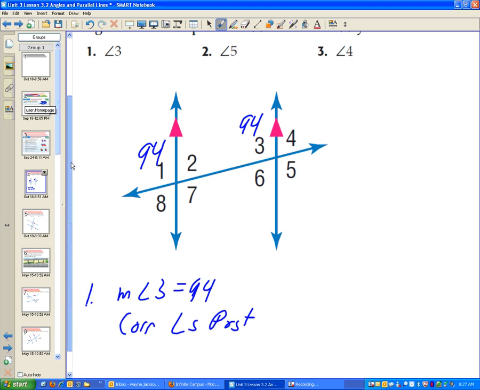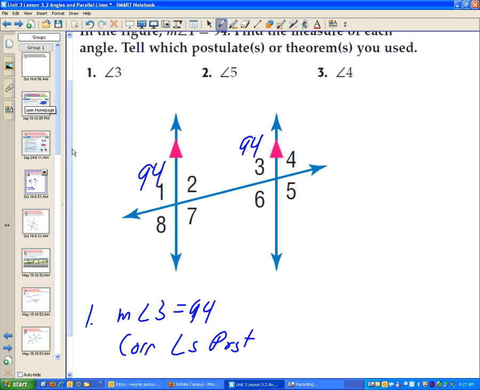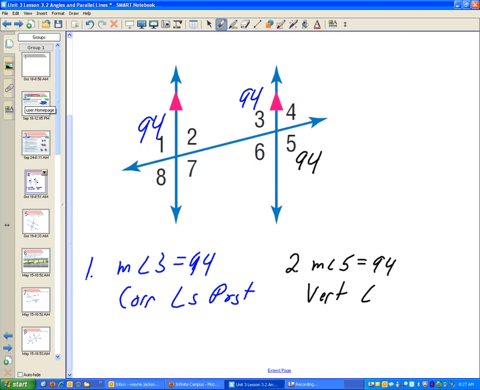Number 2, they want to know the measure of angle 5. What is the measure of angle 5? Yeah, it's 94 as well. What theorem did you use? Yeah, you could use the vertical angles theorem because we know the measure of angle 3 already, or you could use the alternate exterior angles theorem. Does it really matter which one you put down as your justification? No, it depends on how you thought of it. So I'll put them both, vertical angles theorem, alternate exterior angles theorem. And you can abbreviate the same way that I do.